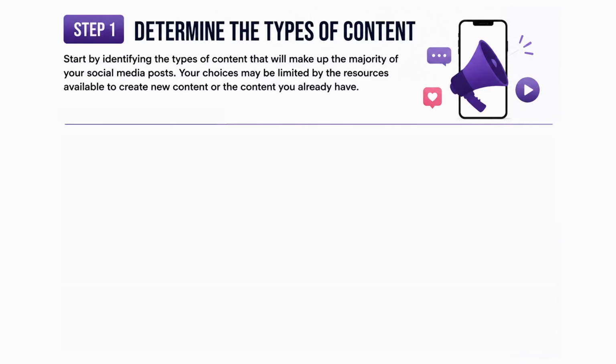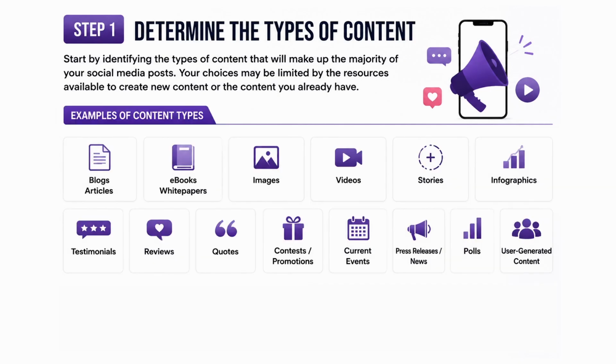Let's break it down. Your textbook breaks it down as well into mini steps. The first step, we've got to determine the types of content that will make up the majority of our social media posts. This is where our brand has to decide, are we mainly creating videos? Are we mainly posting images, stories? What are we posting? The textbook lists a lot of options here, from blogs, articles, ebooks, images, videos, stories, testimonials, other things you may not think about right away. These choices, as always, should connect back to the social media audit, your strategy, your SWOT analysis, your brand's analytics, and what the audience actually responds to.